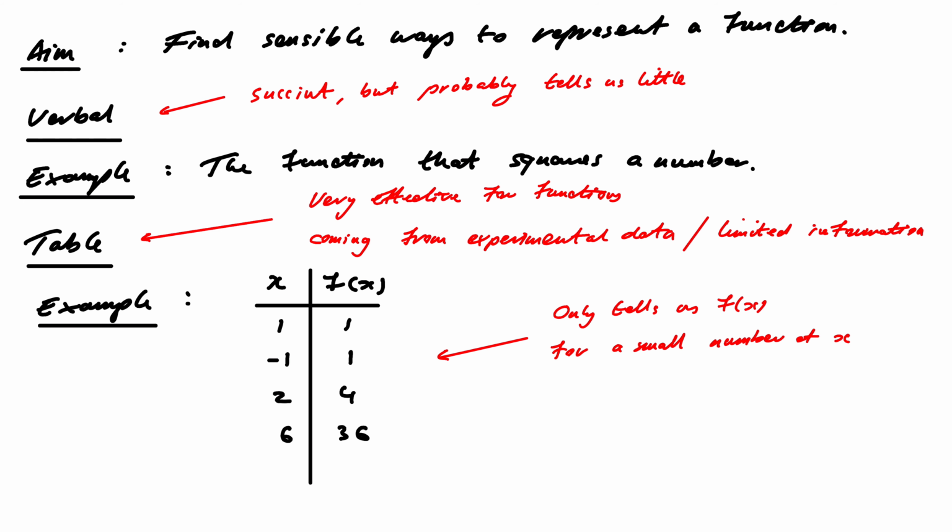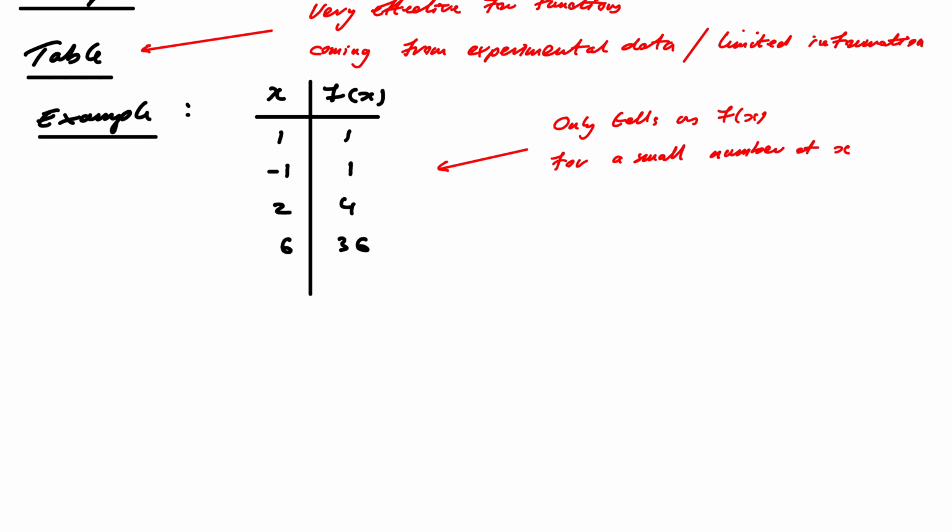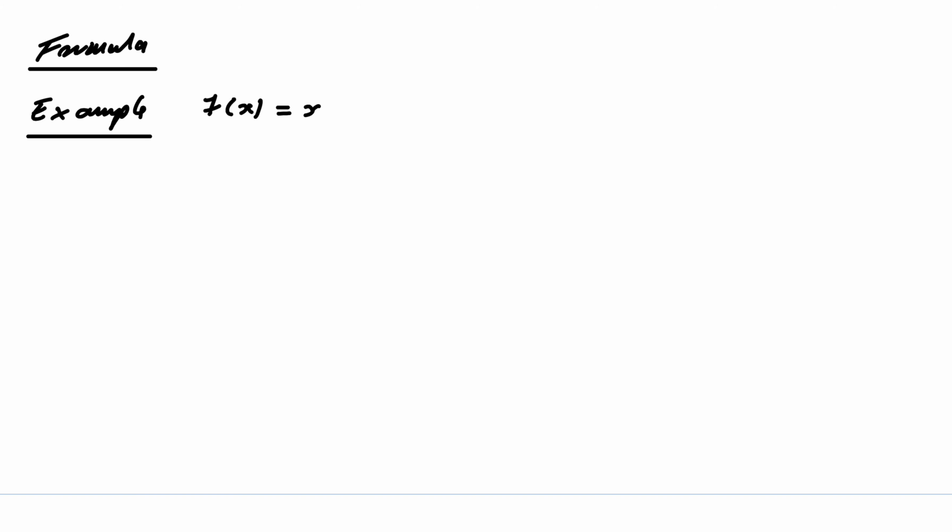Another way to represent a function would be with a formula, something I'm sure that you've all seen before and we've already talked about to some extent. It was the first example we really looked at. So a formula. As an example, for the running example we've got now, squaring a number, f of x is equal to x squared. That is a succinct way to describe the function.